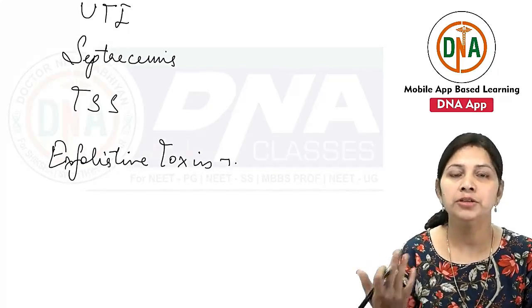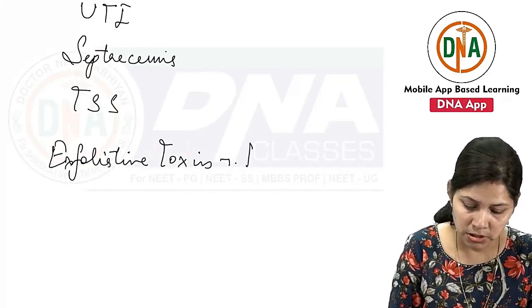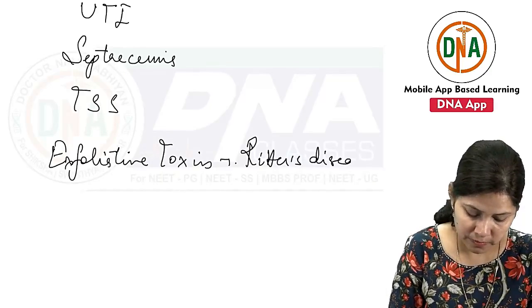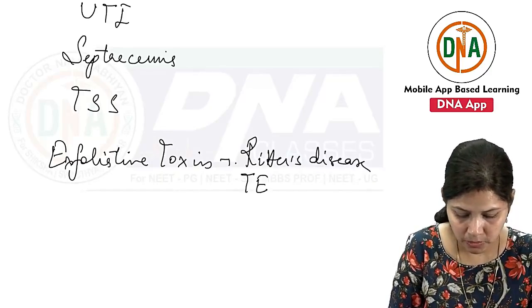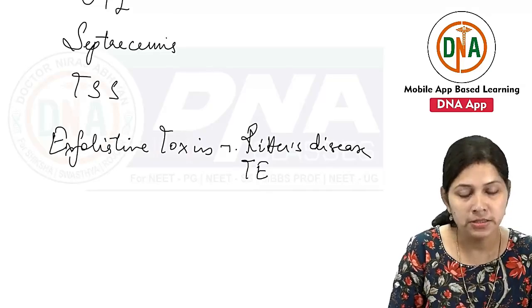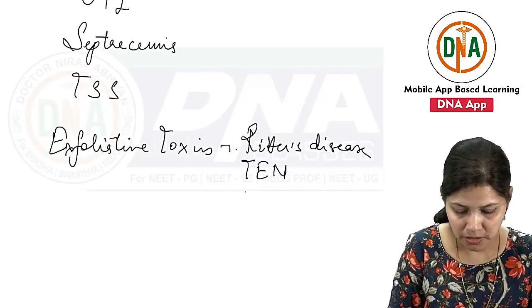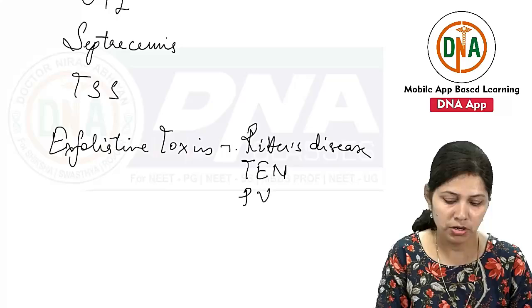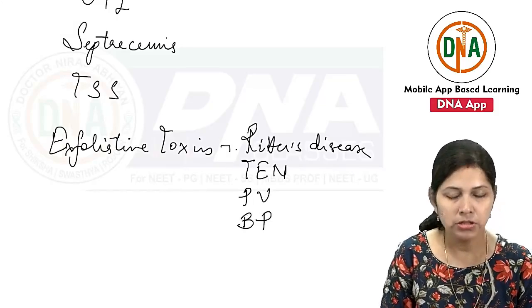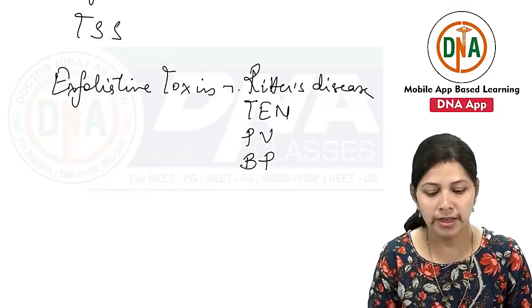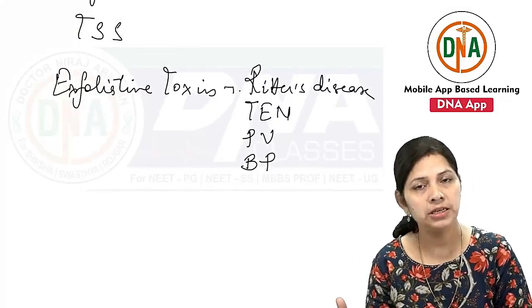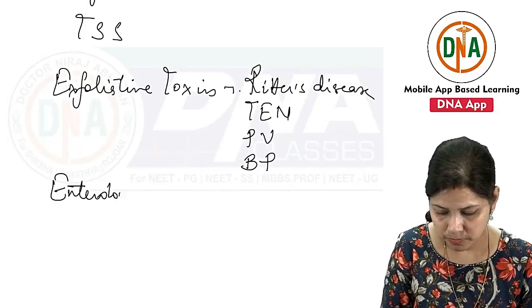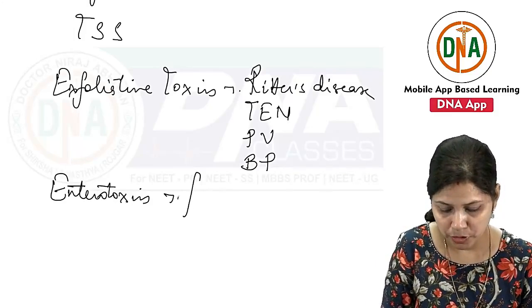I told you that in the newborns or the younger, it causes Ritter's disease. In the elderly, it causes toxic epidermal necrolysis, then pemphigus vulgaris, or bullous pemphigoid. All these are seen because of exfoliative toxin. Another toxin-mediated illness, because of enterotoxin, causes food poisoning.